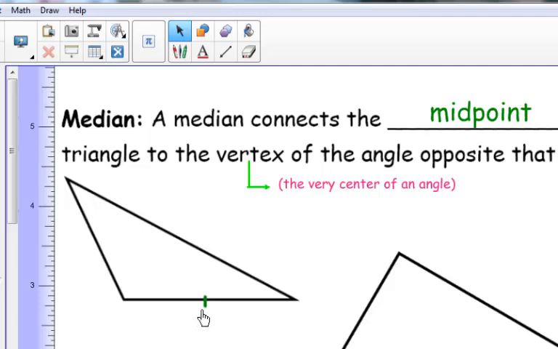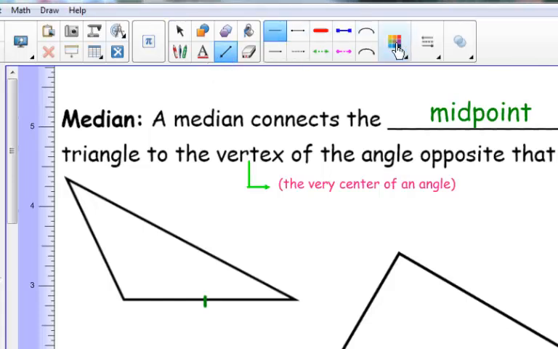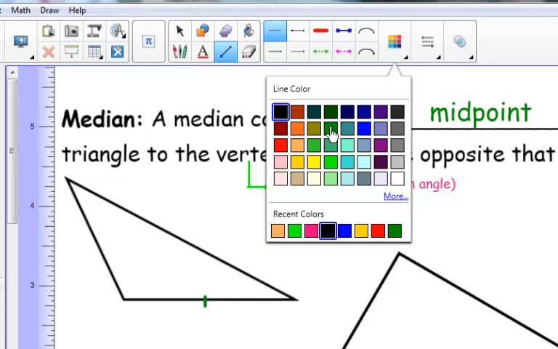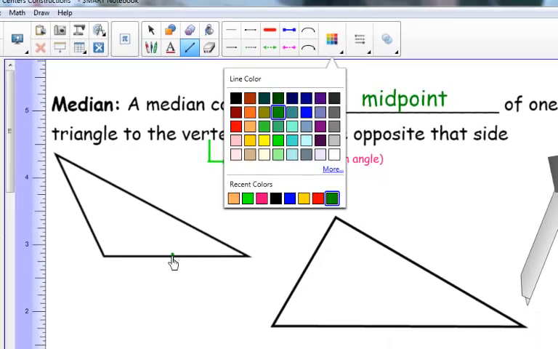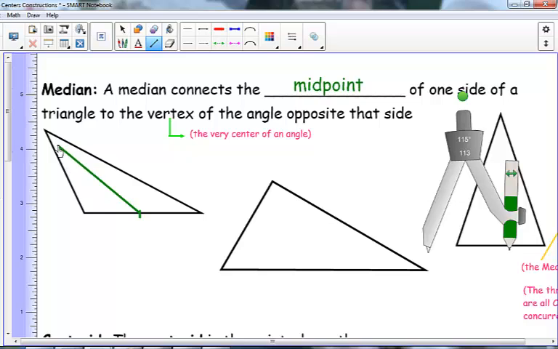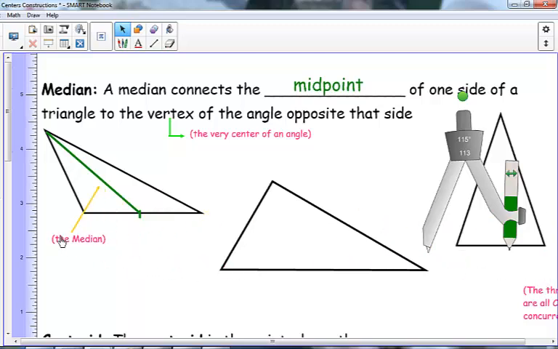After you've done this and you're looking at your midpoint, we're going to go ahead and draw the median. Remember, the median connects the midpoint of one side, all the way to the vertex angle of the opposite side. So now I'm going to get my line, and we'll make him the green line. I'm going to connect the midpoint of one side to the vertex angle of the opposite side. And that right there is the median.